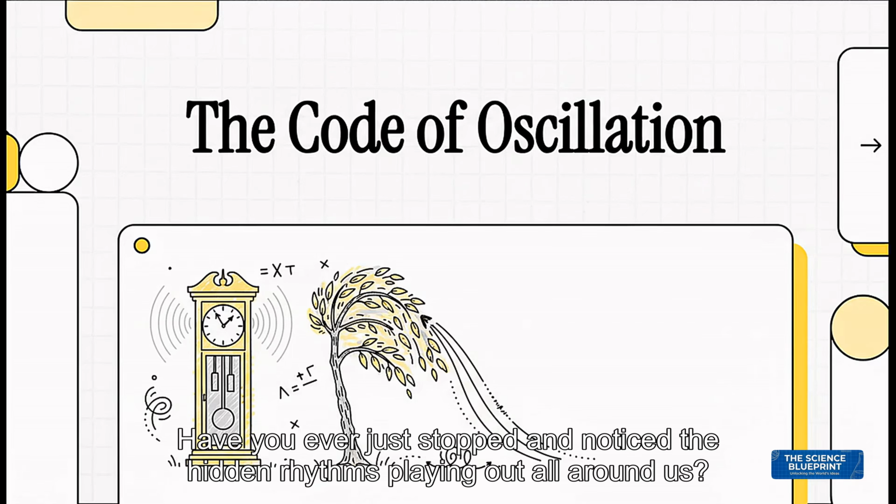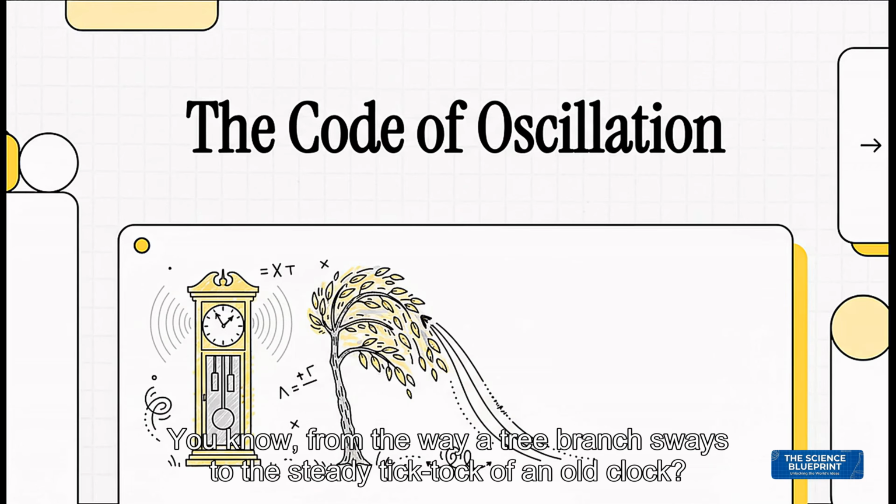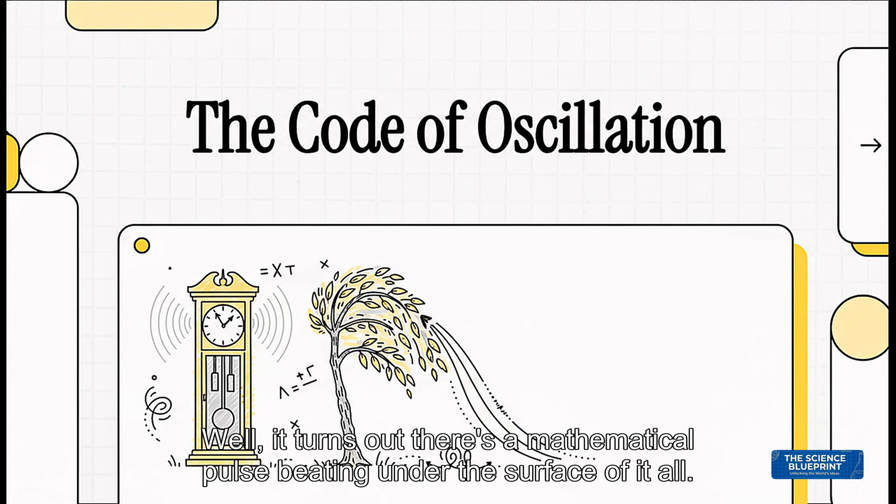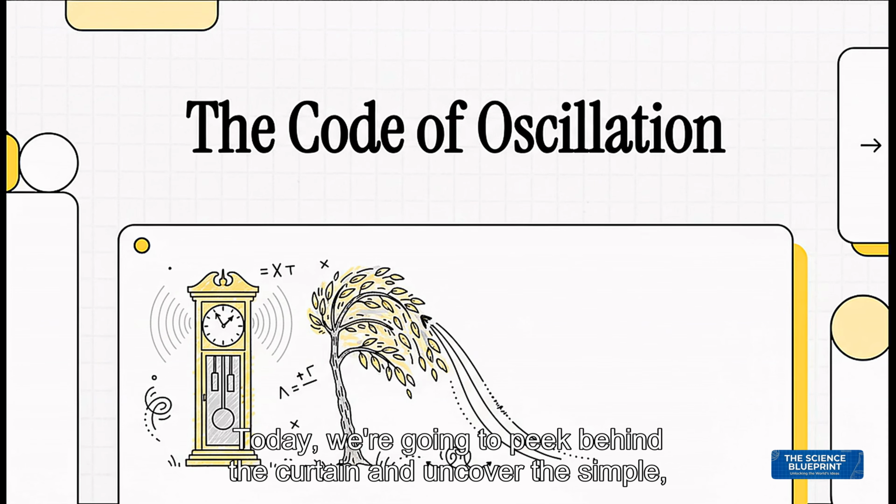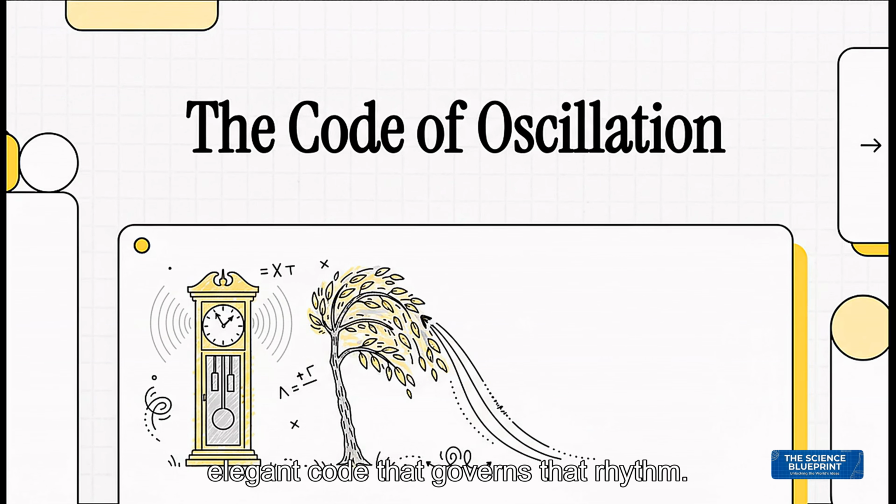Have you ever just stopped and noticed the hidden rhythms playing out all around us? From the way a tree branch sways to the steady tick-tock of an old clock? Well, it turns out there's a mathematical pulse beating under the surface of it all. Today, we're going to peek behind the curtain and uncover the simple, elegant code that governs that rhythm.